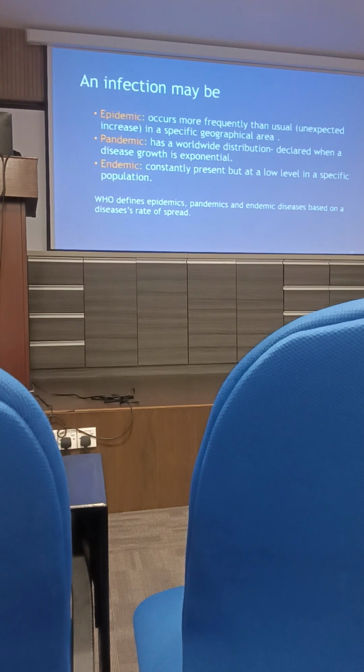Okay, and in your community health, I'm sure you have come across all these terms. Some infections can cause an epidemic. It occurs more frequently than usual in a specific geographical area. There is an unexpected sudden increase in a certain geographical area, and from there it can become a pandemic, or it can remain as an epidemic. Pandemic, what we have all gone through, is a worldwide distribution declared when disease growth is exponential worldwide. And then there is also what we call endemic, constantly present but at a low level in a specific population. Like Malaysia, we are endemic for dengue, we have leptospirosis, malaria, right?